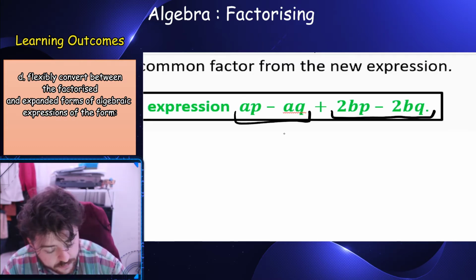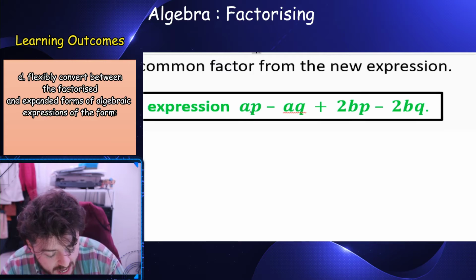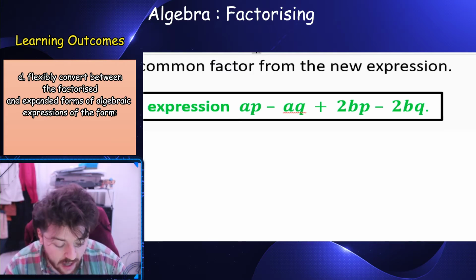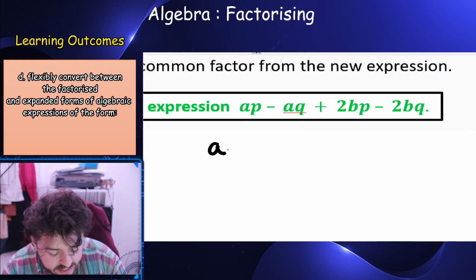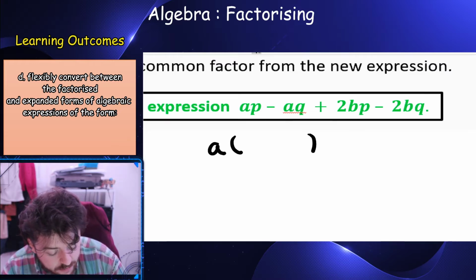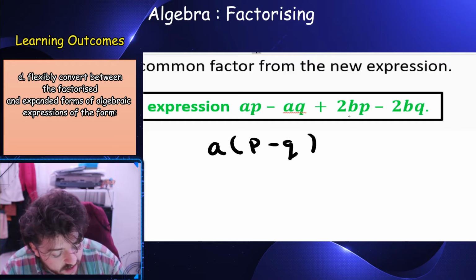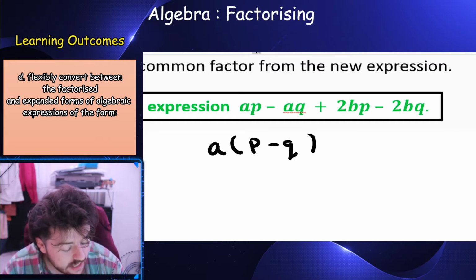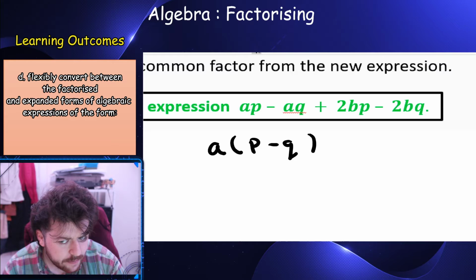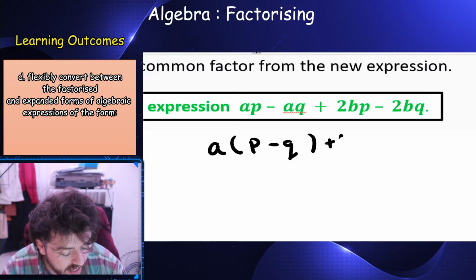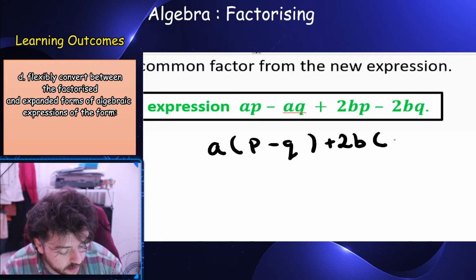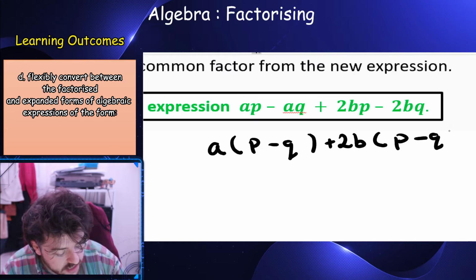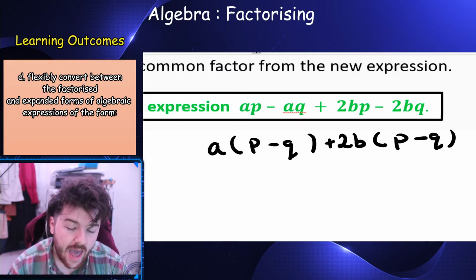So first I'm going to do my first bracket. So ap minus aq, what do they have in common? They have an a in common. So I'm going to take out an a, divide both terms by a, so I'm going to be left with p minus q. And then here, 2bp minus 2bq, they have a 2b in common. I'm going to take out 2b, leaving p minus q. So that's my first step.